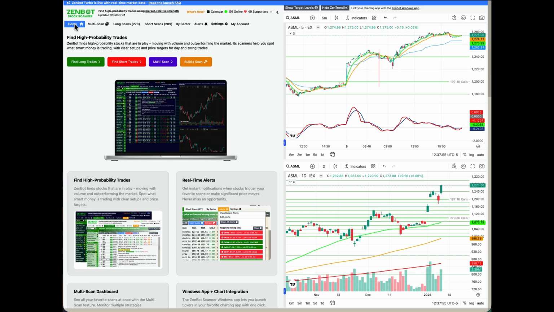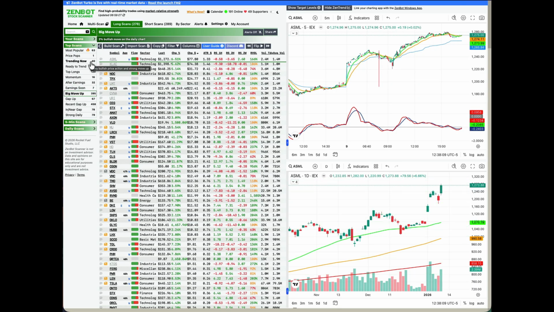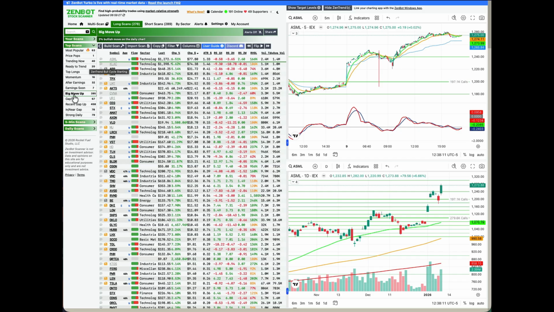And I want to show you today a new feature that will help you understand support, resistance levels, and price targets when you're looking for a day trade or a swing trade. So I'm going to jump right in. This is ZenBot Stock Scanner. Let's take a peek at a long trade potential based on some big movers on Friday.